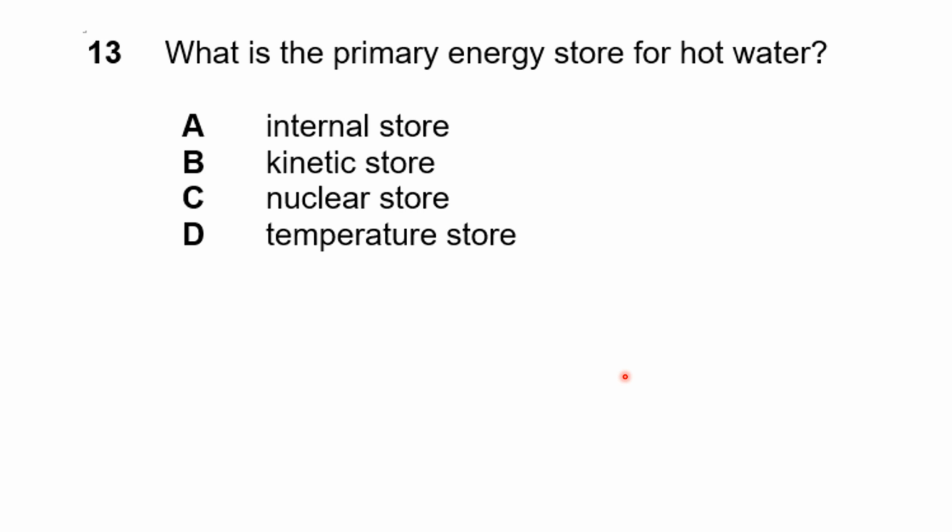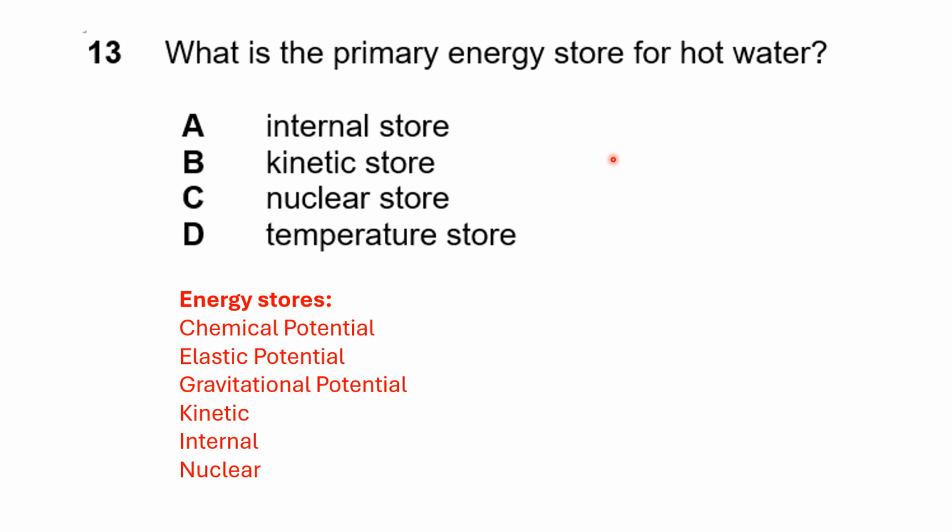Question 13. This is something you just have to memorize, the primary energy store for hot water. So the keyword here is hot. As a quick reminder, these are our 6 different energy stores that we learnt about. We've got 3 potential stores: chemical, elastic, and gravitational potential, as well as 3 other stores: kinetic, internal, and the nuclear store. So for hot water, we are looking at option A, the internal store.